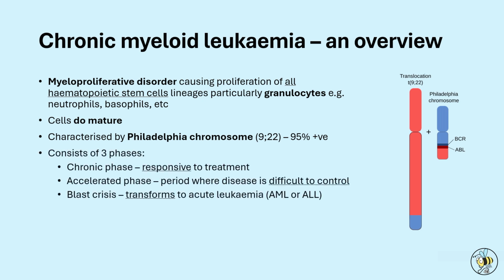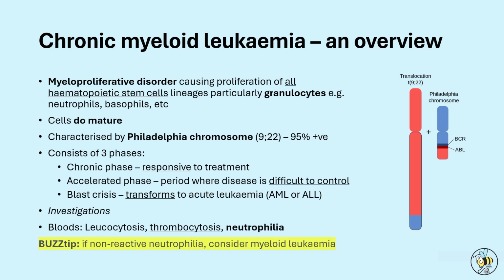CML consists of 3 phases: the chronic phase, which is responsive to treatment, the accelerated phase, which is a period where disease control is difficult, and the blast crisis, where CML can transform to acute leukemias, often AML. Blood tests typically show leukocytosis, thrombocytosis, and specifically neutrophilia. A buzz tip: if neutrophilia is of unknown origin, i.e. not due to infection or inflammation, consider myeloid leukemia.